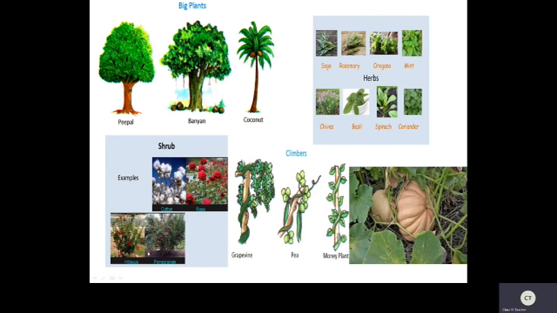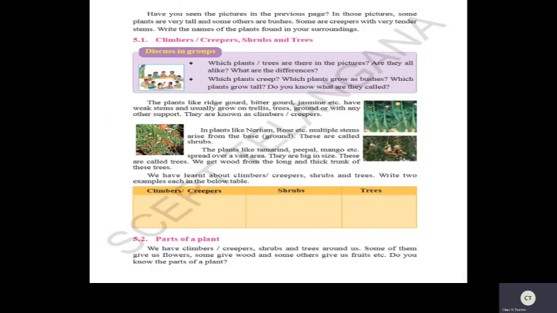See here all the shrubs, herbs, climbers, creepers. Have you all seen this? Yes. Now we got an idea about all different kinds of plants. Now let us see about roots. Okay, children? So, first, before going to the roots, let us see about parts of the plant. So we have climbers, creepers, shrubs and trees around us. Some of them give us flowers and some give wood and some others give us fruits, etc. Right, children? So you know about climbers, creepers, all the different kinds of plants.